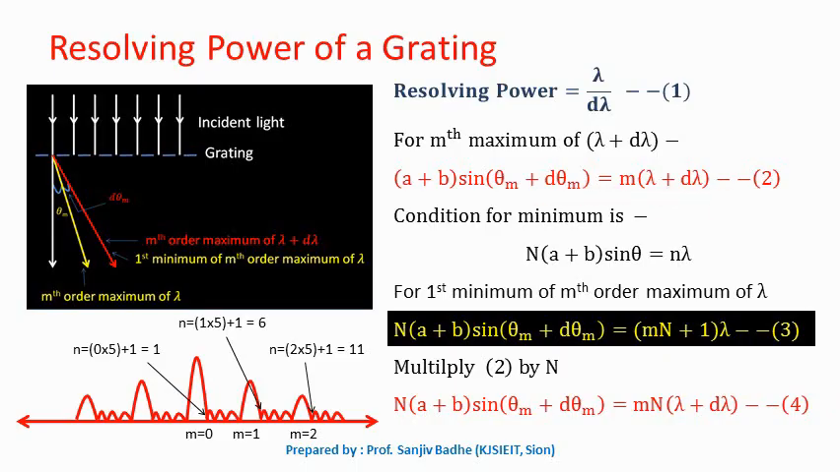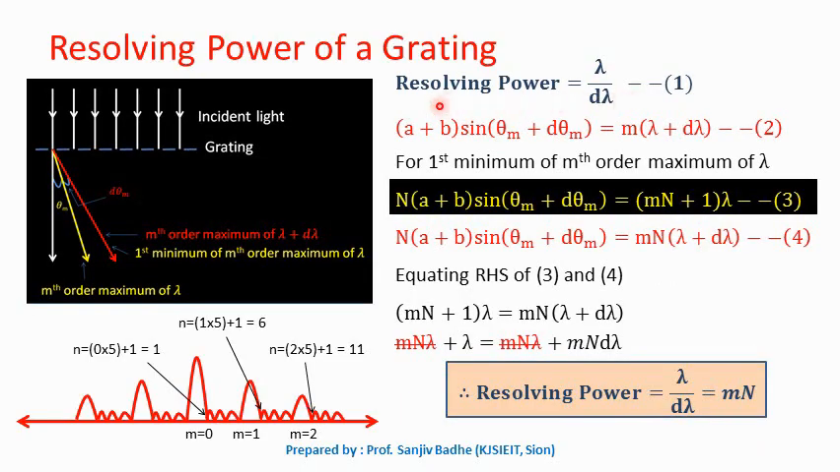Now just look at equation number 2 and equation number 3, almost similar. If you multiply equation number 2 by N, we will get N into A plus B sin theta m plus d theta m, that is equal to mN into lambda plus d lambda. Now you can compare equation 3 with the new equation obtained, that is equation number 4. The left hand sides of equation number 3 and equation number 4 are identical, and therefore we can equate the right hand sides of these two equations and get the required relation. So let us try to do this in the next slide.